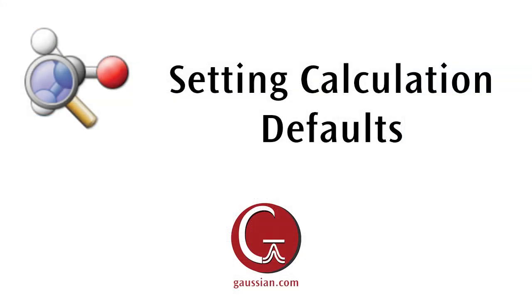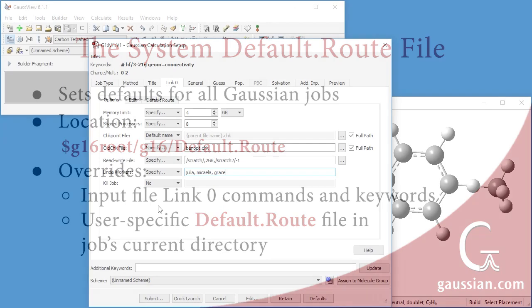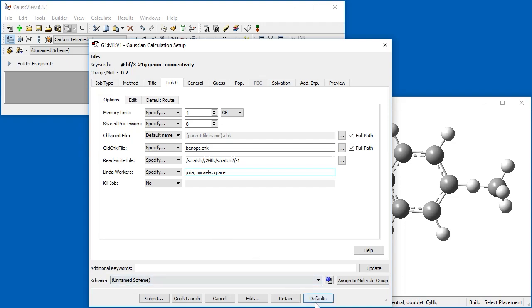Defaults for the resources specified with Link0 commands can be set in the Gaussian default.root configuration file. It is located in the main Gaussian 16 directory on Linux computers, which is the G16 folder in the location specified as the G16 root environment variable.